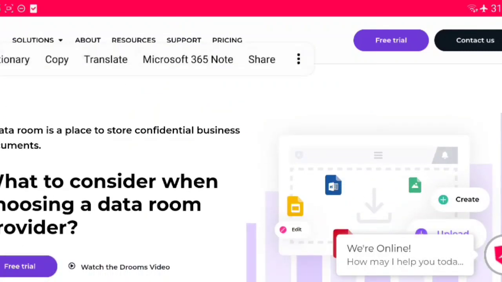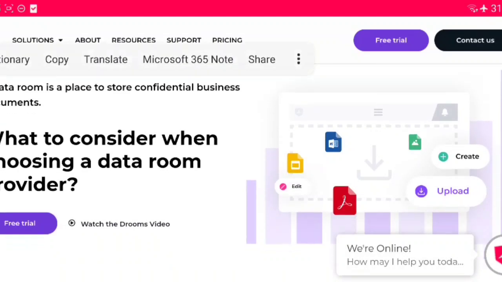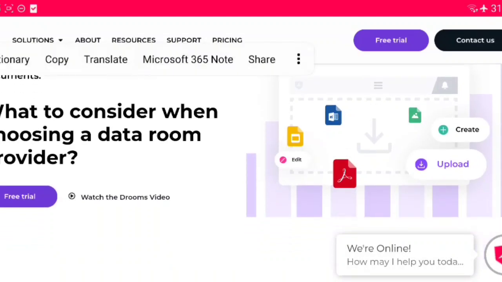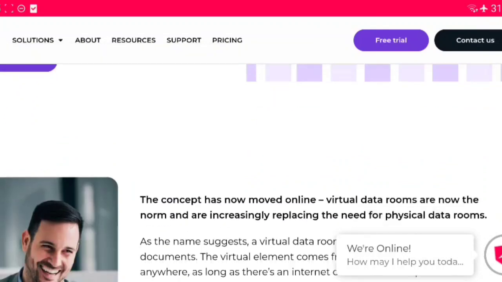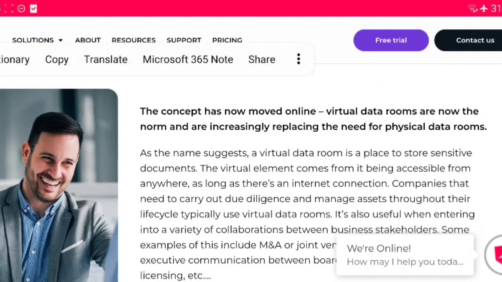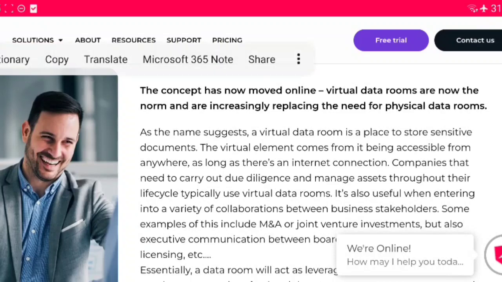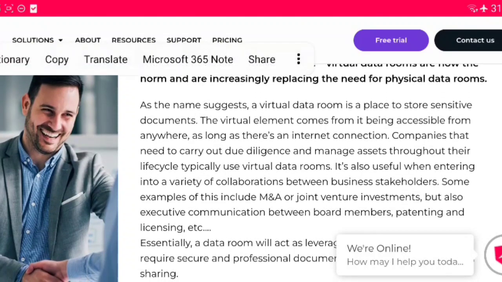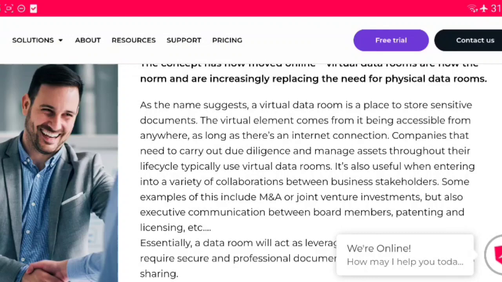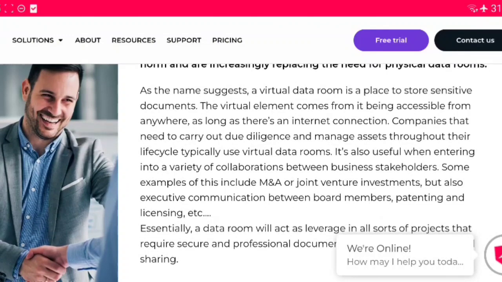A data room is a place to store confidential business documents. What to consider when choosing a data room provider? The concept has now moved online. Virtual data rooms are now the norm and are increasingly replacing the need for physical data rooms. As the name suggests, a virtual data room is a place to store sensitive documents. The virtual element comes from it being accessible from anywhere as long as there is an internet connection.